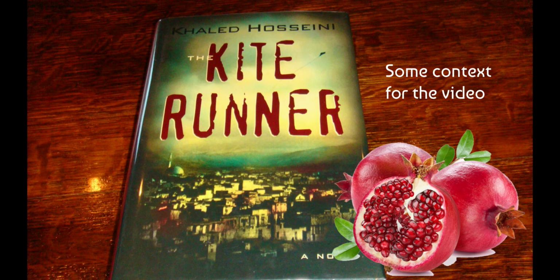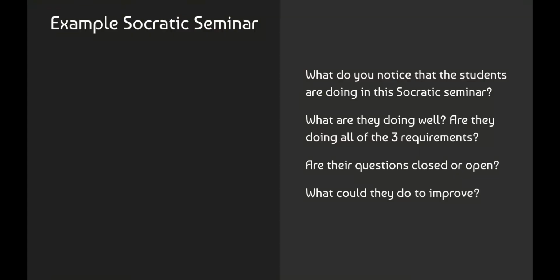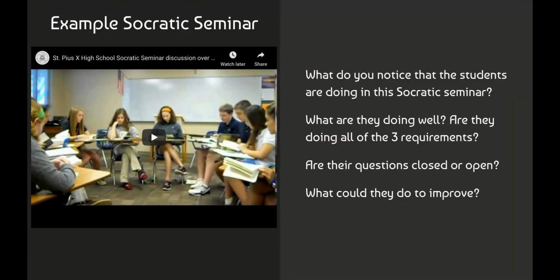And so these kids are going to be talking about the symbolism of the pomegranate tree. I want you to notice their conversation. What are they doing? How are they speaking? And keep notes about how we want to act in our Socratic seminars, okay? So I'm going to hit play, and you guys are going to take some notes, and then I'm going to ask some questions for you to do in the text box. Here we go.